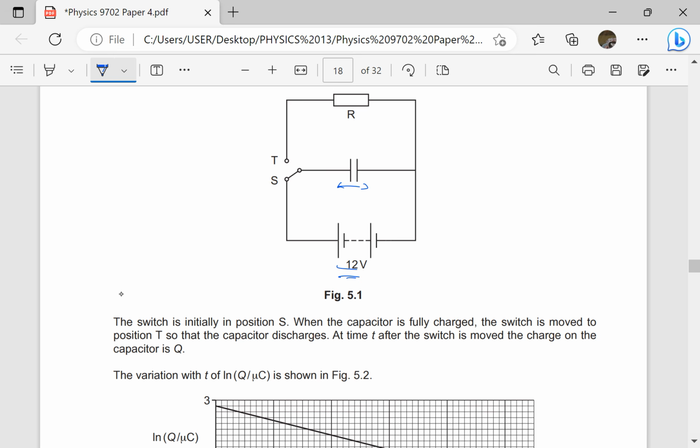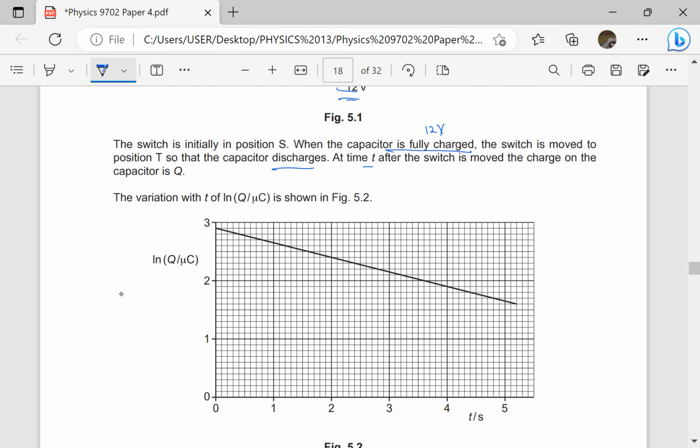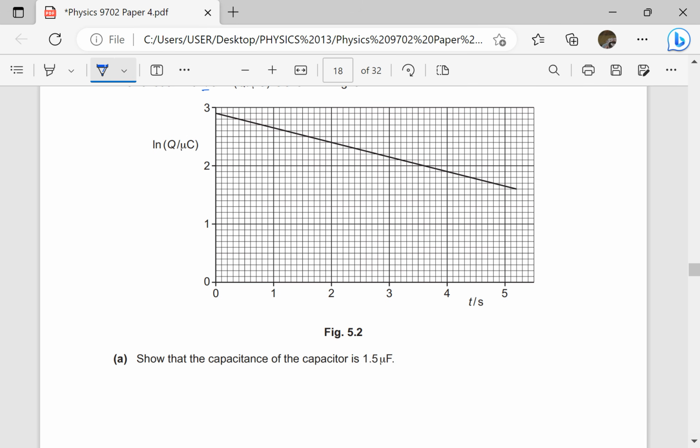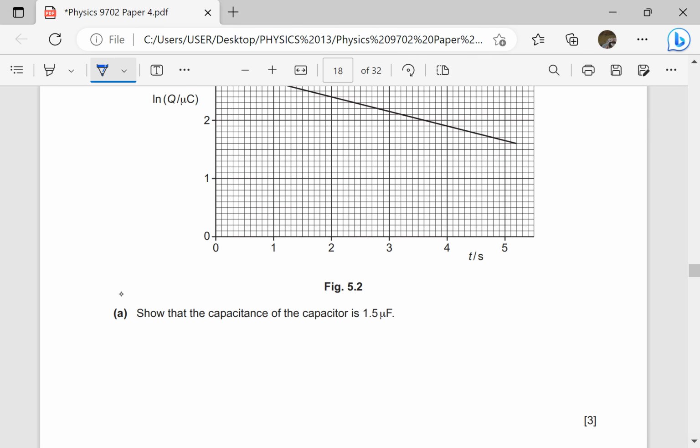The switch is initially in position S. When the capacitor is fully charged, that means when the PD across it is 12 volts, the switch is moved to position T so that the capacitor discharges. At time t after the switch is moved, the charge on the capacitor is Q. The variation with t of ln Q is shown in the figure. Show that the capacitance of the capacitor is 1.5 microfarads.